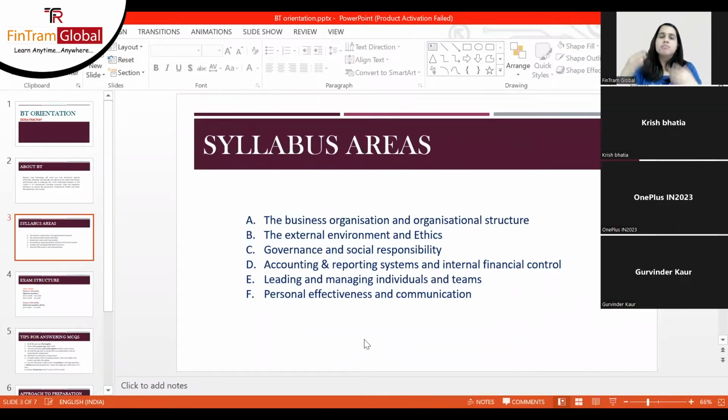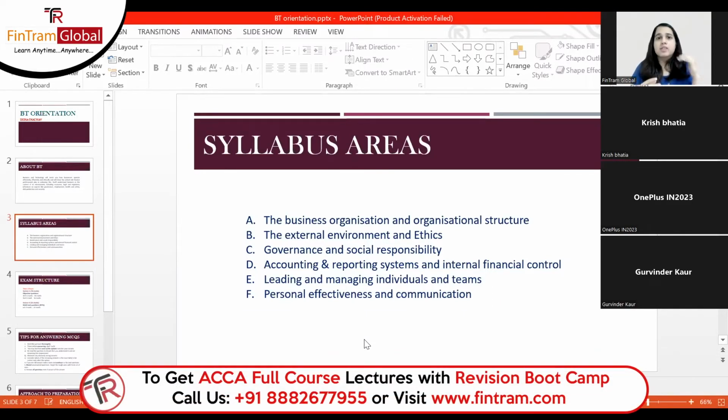Obviously in SBL there will be many other concepts and the focus is more on leadership. But there are a few concepts, whether management concepts or leadership concepts, that you have studied here and that carry into SBL. So let's have a look at the syllabus area. There are these 6 syllabus areas, and we'll be looking at each one in detail.